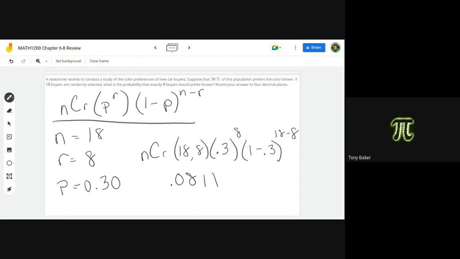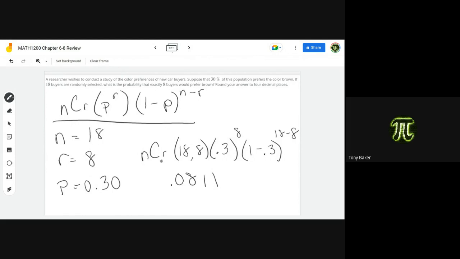Yes, this one is always NCR. And that's P to the power of R, and then 1 minus P to the N minus R. For the NCR, how'd you get the 18 and 8? The 18 is the buyers, and the 8 is the number of people randomly selected. The 8 was the one who wanted brown.